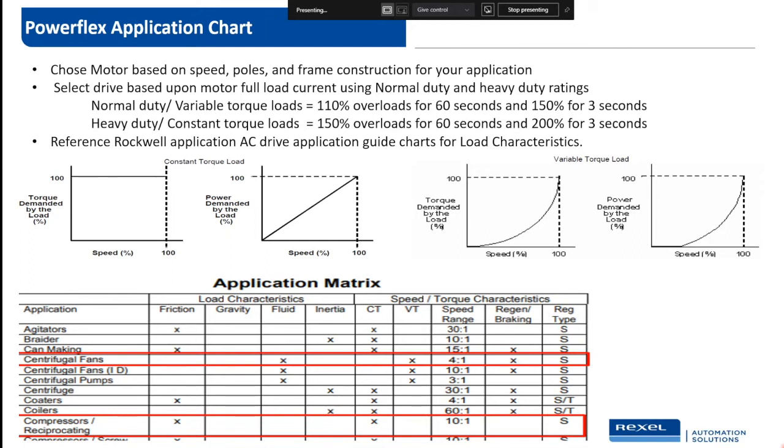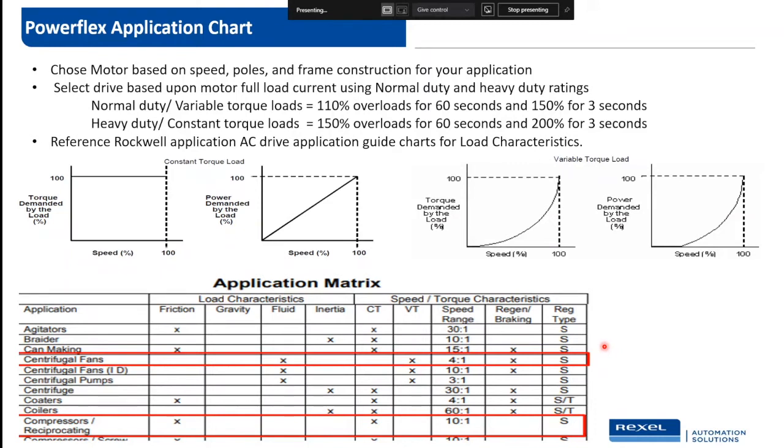We could select a normal duty drive. And if you look at the graph below, a variable torque load is an exponential rise. I don't know where your pointer is there, Rob. The faster you spin that load, the more torque it takes. A good example I have is the first red box, and that is a fan. What are we moving? The load is air. The faster we spin that load, the more torque is required.